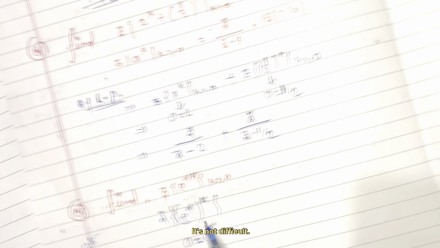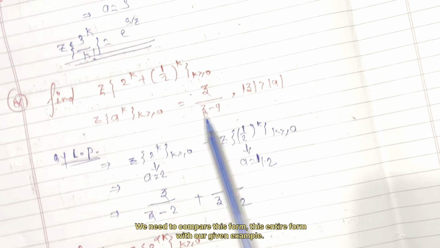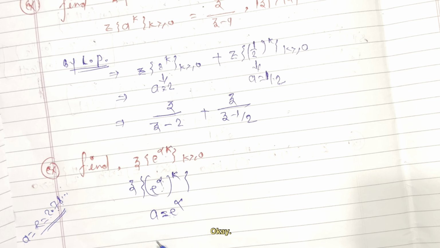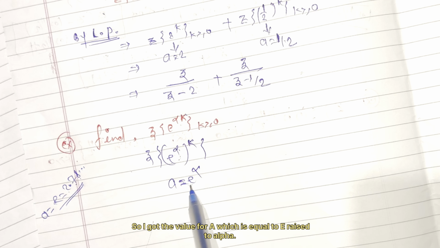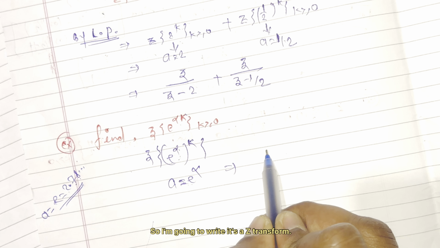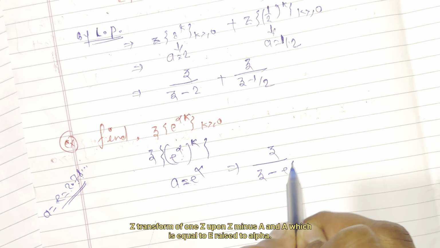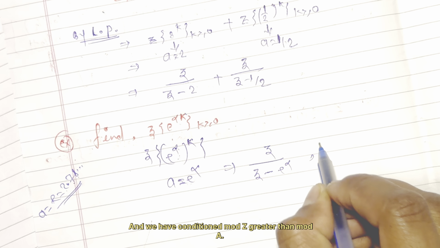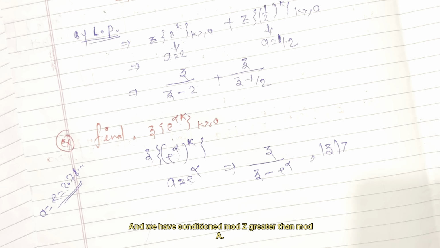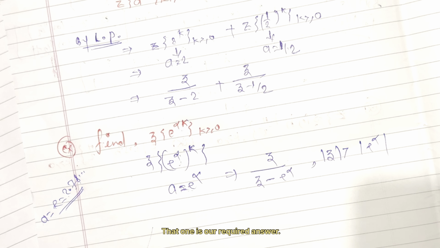It's not difficult, it's way easier. We need to compare this form with our given example. So I got the value for a, which is equal to e raised to alpha. So I'm going to write the Z transform as Z upon Z minus a, where a is equal to e raised to alpha. And we have the condition mod Z greater than mod a, so mod a means mod e raised to alpha. That one is our required answer.